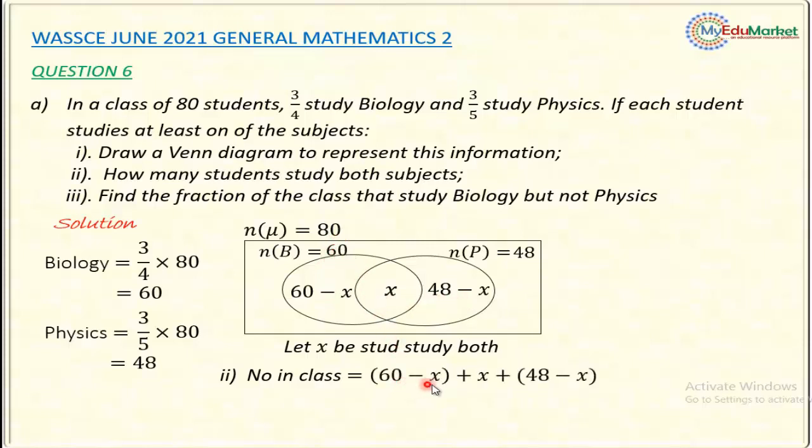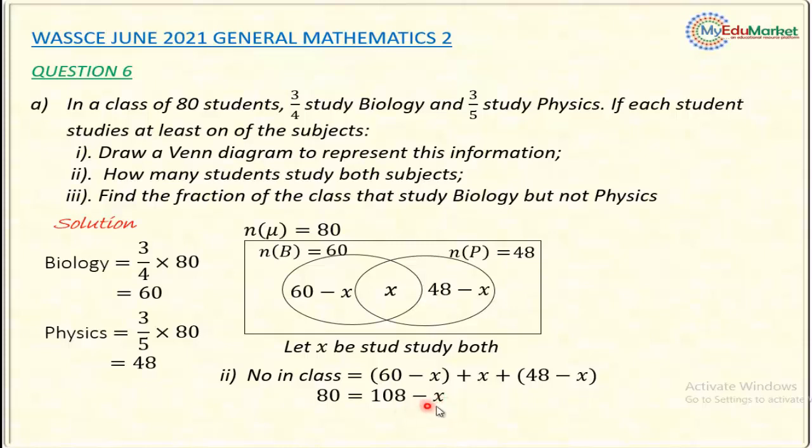So I can continue now. I have 60 minus X, that is those that study biology only, plus X, those that study the two subjects, plus 48 minus X, those that study physics only. The total population is given as 80. So I have 80. Expanding this bracket and collecting like terms, 60 plus 48 will be 108. Minus X plus X minus X will give finally minus X.